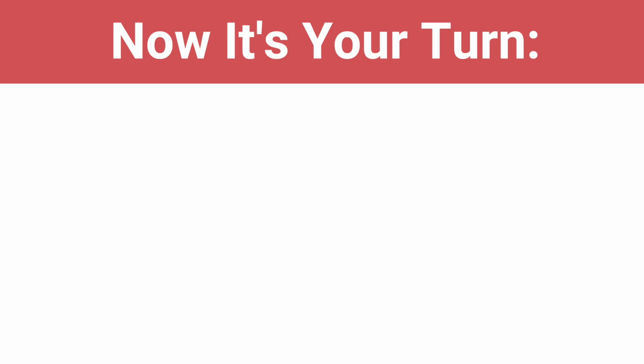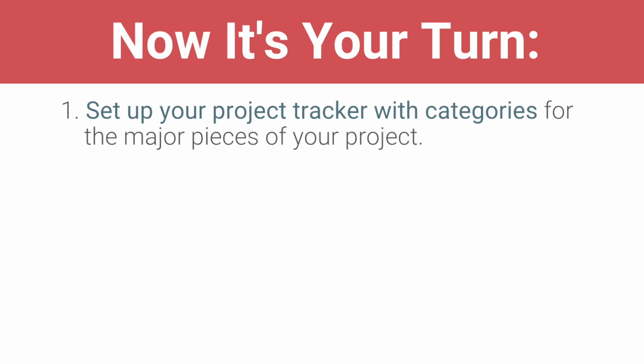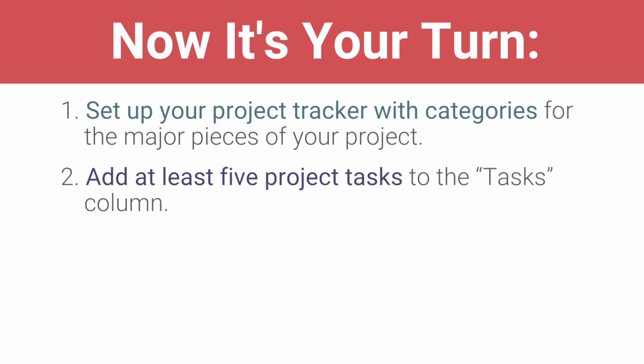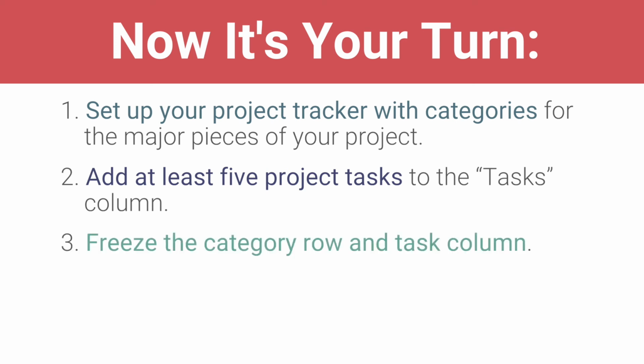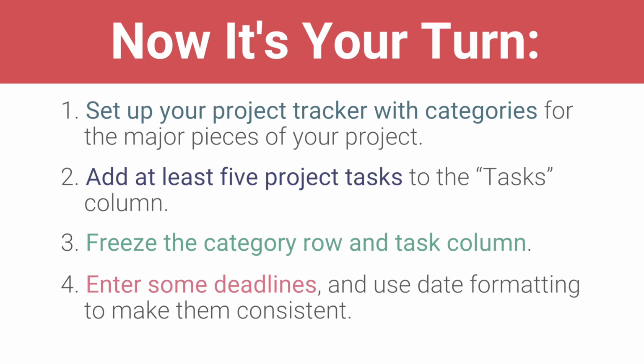Now, it's your turn. Set up your project tracker with categories for the major pieces of your project. Add at least 5 project tasks to the Tasks column. Freeze the Category row and Task column. Enter some deadlines and use date formatting to make them consistent.